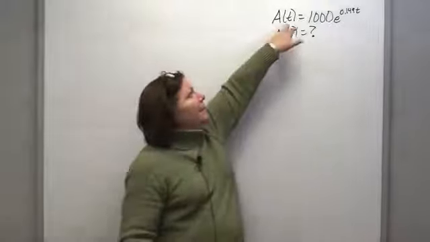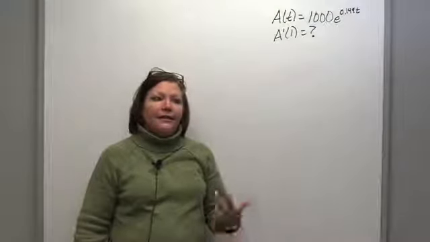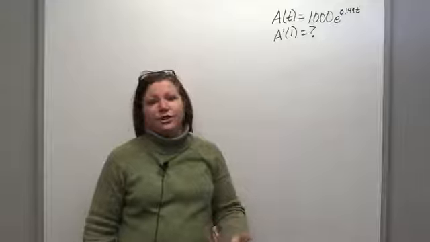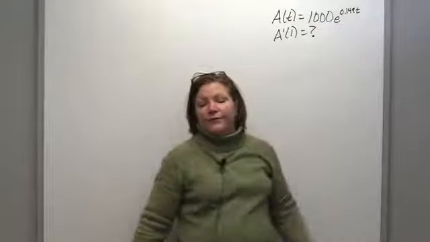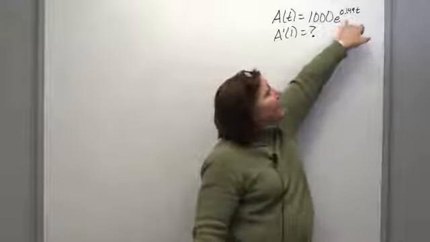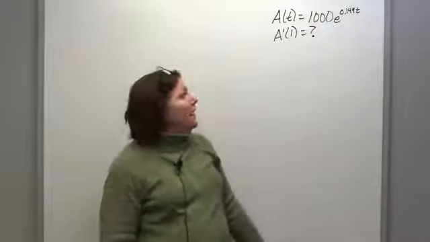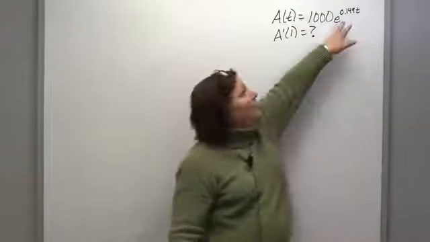So as an example, if we're given an exponential growth problem, similar to what we saw earlier, that A of t equals 1000 e to the 0.149 t, we might be asked, what is A prime of 1? We might be asked that directly or indirectly in what is the rate of change after 1 year, if t is in years. And if it was just plain e to the t, we could use what we learned in section 3.2 to find the derivative. But this is a little more complicated.